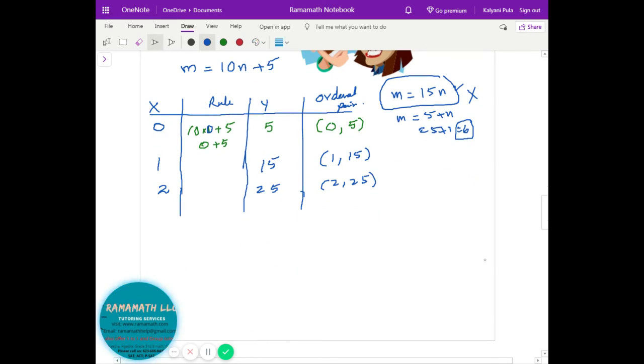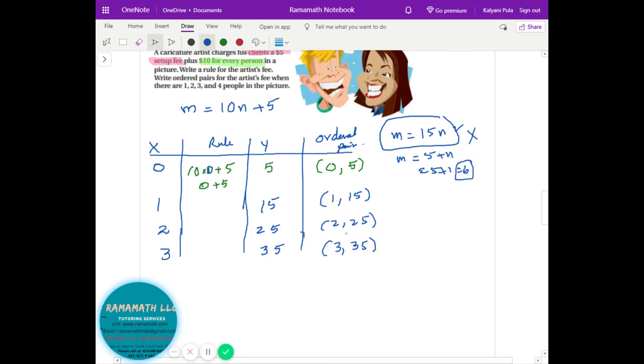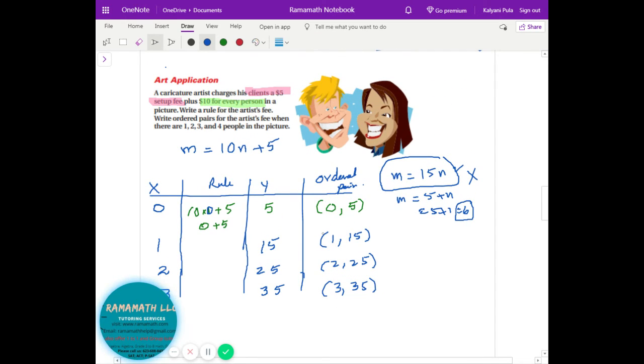Okay. So like that, and then the question says up to 4 people. But now you got the idea. So 3 is 35. So that's how we get the ordered pairs, and then you can graph them, and we can learn more later how to graph those. But for now, at least you need to know how to write an equation for them and how to put the values in, then how to get the output. Does that make sense?